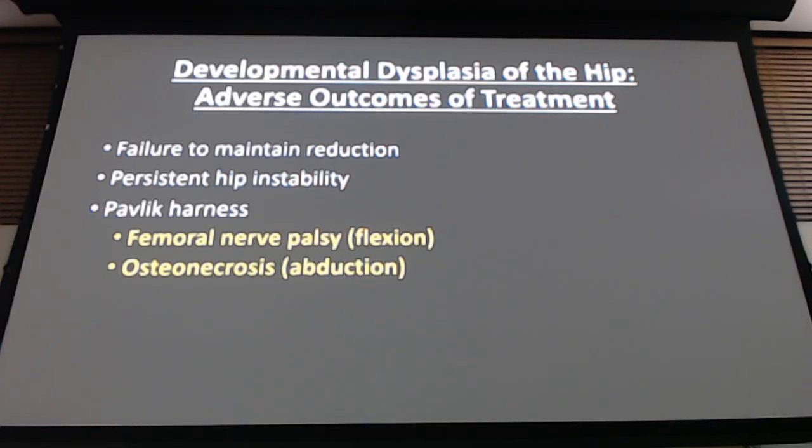So when you're talking about the flexion, you're going to have the femoral nerve palsy, and when you're talking about the abduction, you're talking about osteonecrosis. Osteonecrosis is bad, right? Bone death. You don't want that. So know these two guys.